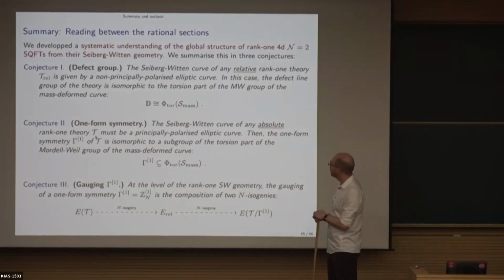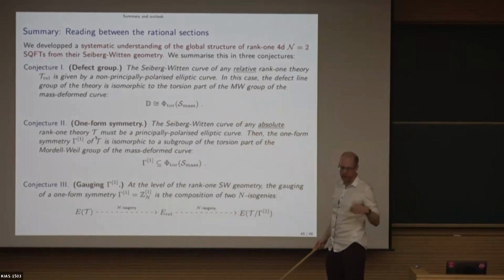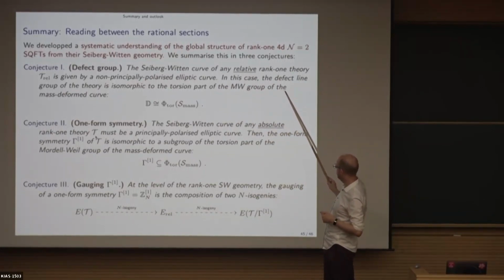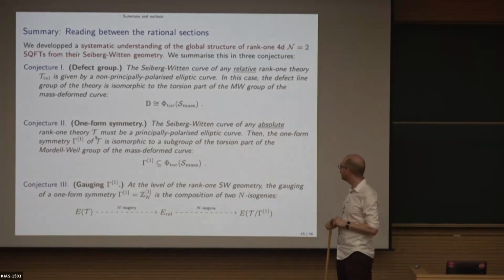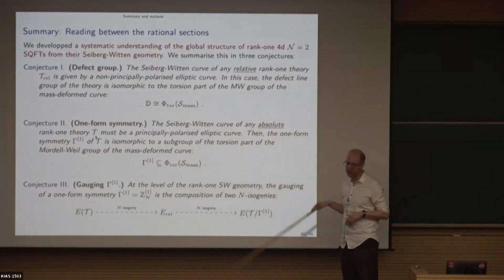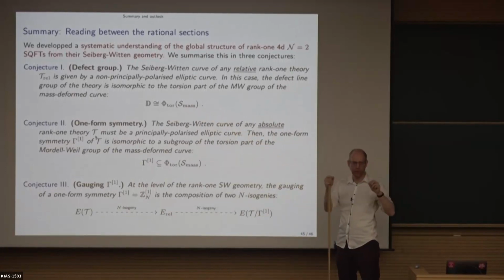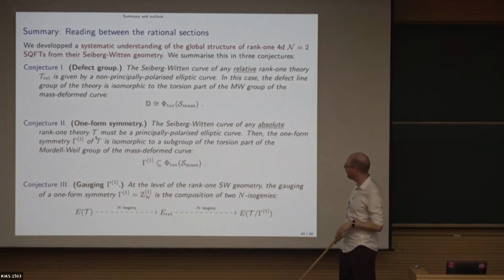So the first conjecture is that if we have the Seiberg-Witten curve of a relative theory, first of all, it needs to be a non-principally polarized elliptic curve, and then the Mordell-Weil group of the mass-deformed theory will be the defect group. So you identify the defect line with the mass-deformed one. The mass deformation is needed because, for instance, for N=2*, you really need to look at the generic mass-deformed case. When you have the massless case, other things can happen and there is a more complicated structure related also to flavor symmetries.